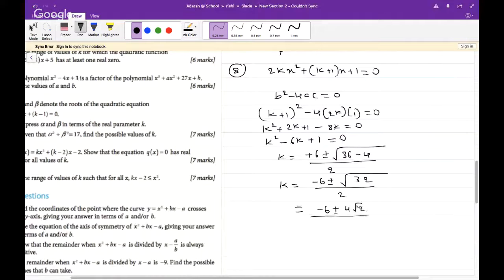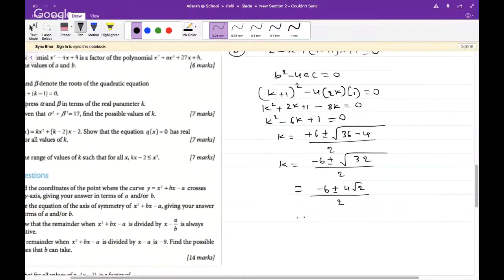16 into 2, which is 32. So 16 has a square root of 4. So now take out 2 common from this, so you'll be left with minus or minus plus, sorry. So plus or minus 3 plus 2 root 2, whole thing multiplied by 2 divided by 2. So 2 can be cancelled out. So we're left with plus or minus 3 plus or minus 2 root 2, which is your answer.